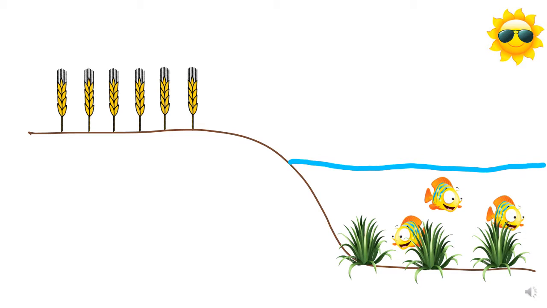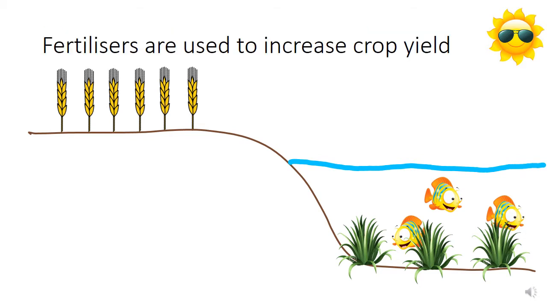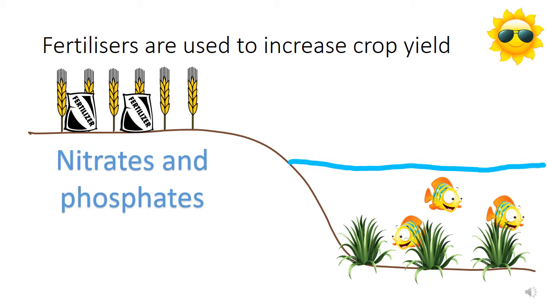to a farm. Intensive farming can harm the environment. Fertilizers are used to increase crop yield on farmland. Fertilizers contain nitrates and phosphates which make their way into the soil. These help the plants to grow.